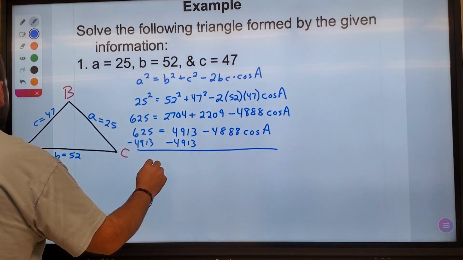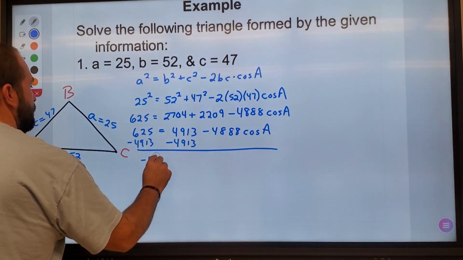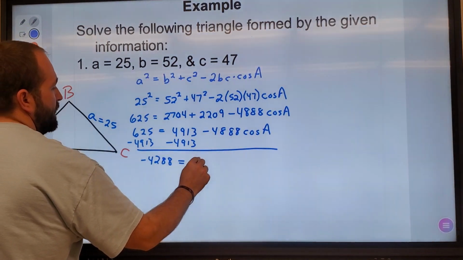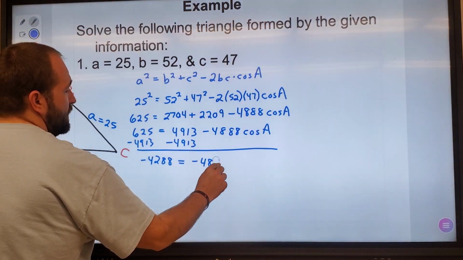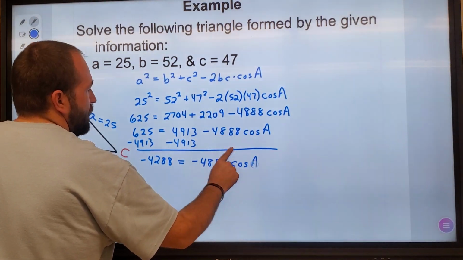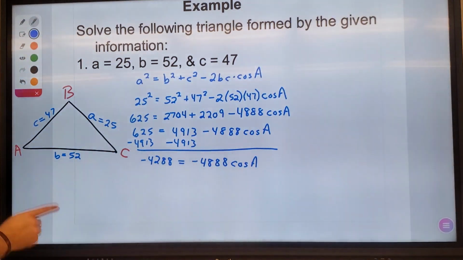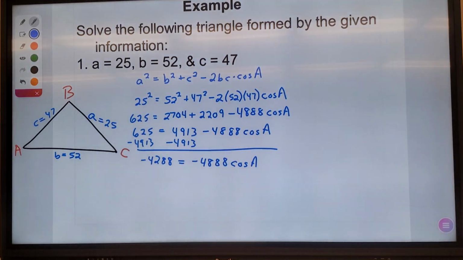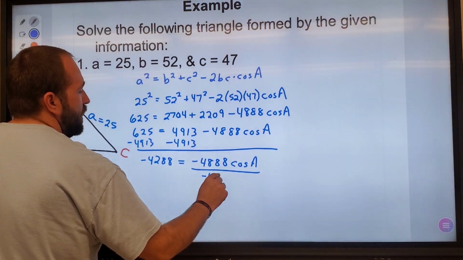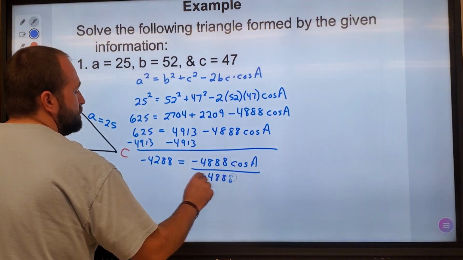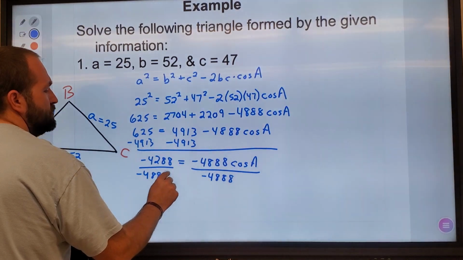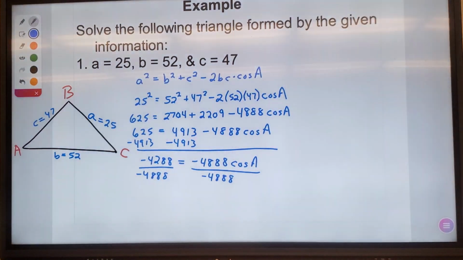That's going to give me negative 4,288 is equal to negative 4,888 cosine of A. Make sure that this negative trails down with it, or the subtraction. Then I'm going to divide both sides by that negative 4,888. I said that incorrectly.